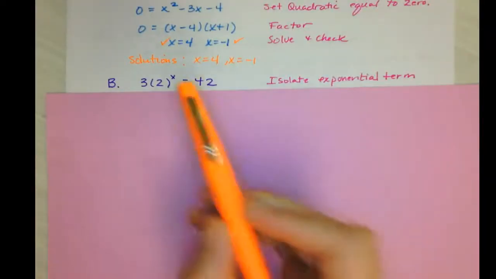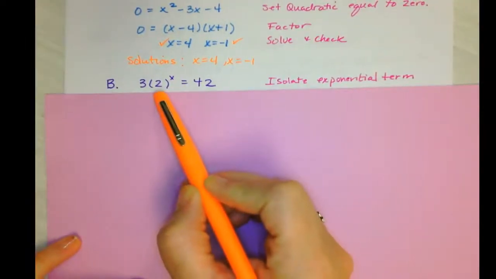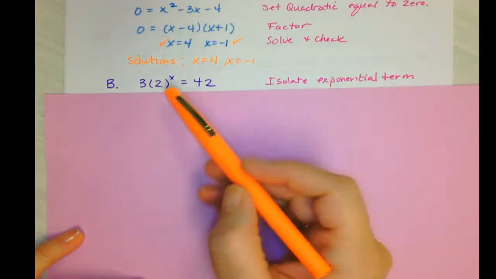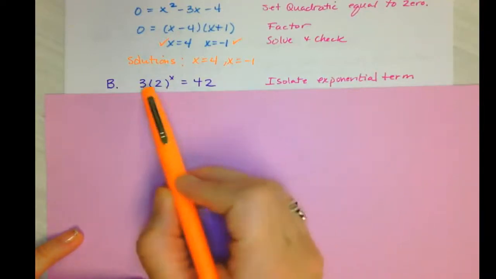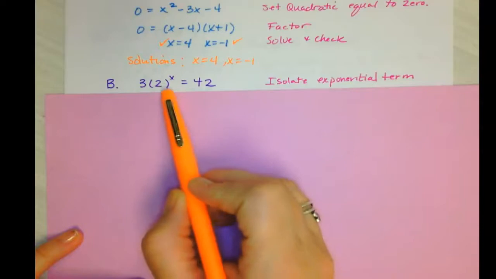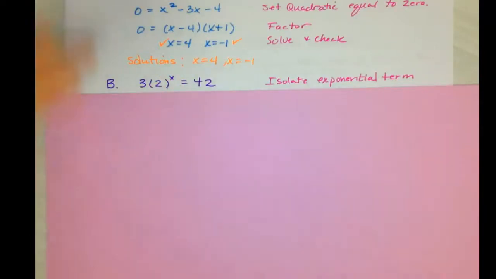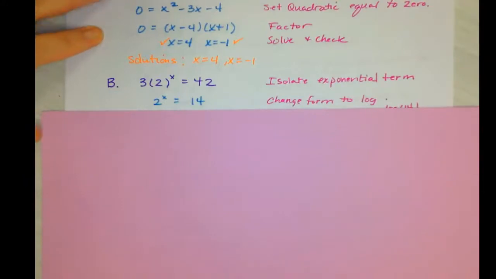Okay, so 1b. We have 3 times 2 to the x equals 42. Remember your PEMDAS: parentheses, exponents, multiply and divide. So you can't do this multiplication and say 2 times 3 is 6. We can't do that. That's a no-no. So we need to get this by itself. First, I'm going to divide both sides by 3, and that gives me 2 to the x equals 14.